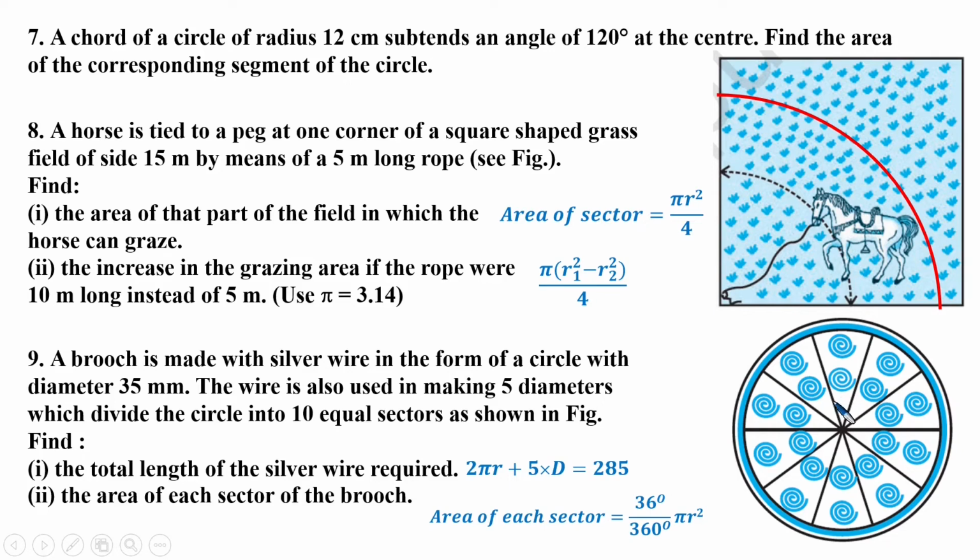360 divided by 10 is 36 degrees. So each area is 36 degrees by 360. R you know from here. You substitute and check in your book whether your answers are correct.